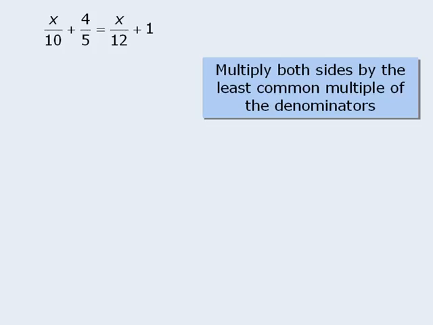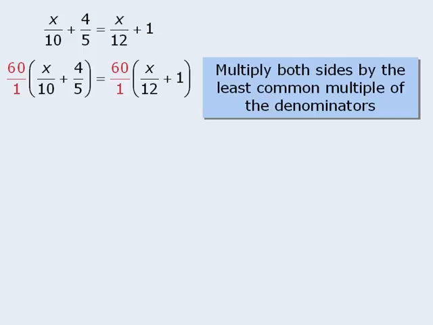Okay, here's another example. Once again, to eliminate the fractions, we'll multiply both sides of the equation by the least common multiple of the denominators. Here, the least common multiple of 10, 5, and 12 is 60, so we will multiply both sides by 60. From here, we will expand both sides beginning with the left-hand side. 60 times x over 10 is equal to 60x over 10, and 60 times 4/5 is equal to 240 over 5. On the right-hand side, we'll multiply 60 by x over 12 to get 60x over 12, and we'll multiply 60 by 1 to get 60 over 1.